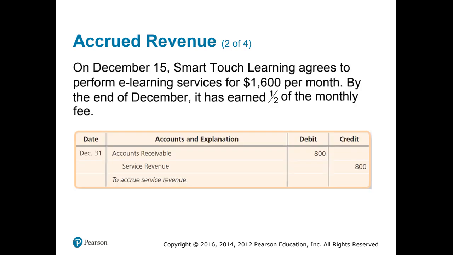So on December 15th, we've agreed to perform e-learning services for $1,600 per month by the end of December, and we've earned half of the monthly fee. So half of 1,600 is 800. We're going to debit our accounts receivable account for 800. We're going to credit our service revenue account for 800. And this is to accrue our service revenue.